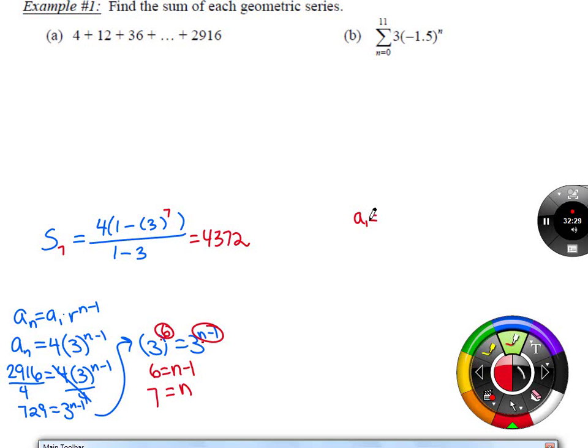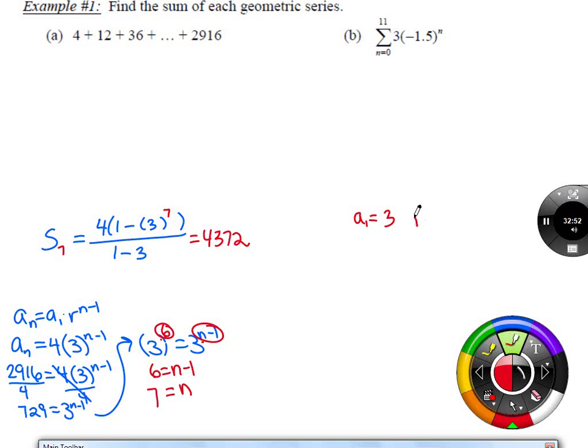Good. We're going to plug in 0. And then you're like, what? It says A1. Well, sigma is saying the first term is made by plugging in 0. So follow the directions and plug in 0. Negative 1.5 to the 0 power is just 1. And then 1 times 3 would be 3. So the first term is 3.